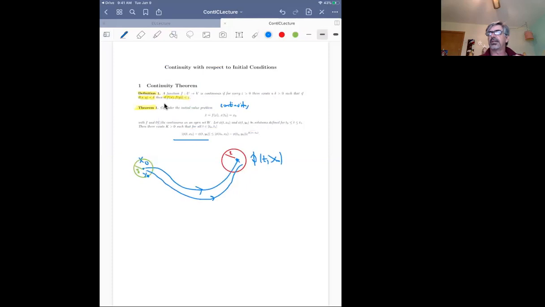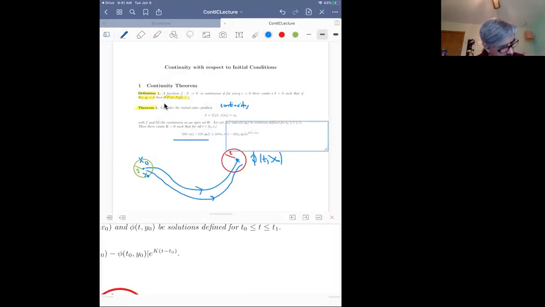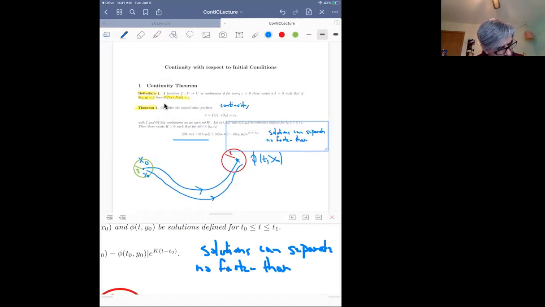So this actually is a more detailed theorem than just saying it's continuous. It says that solutions may grow apart from each other, but they do it no faster than exponential. So this gives a limit on how solutions can separate: no faster than exponentially.